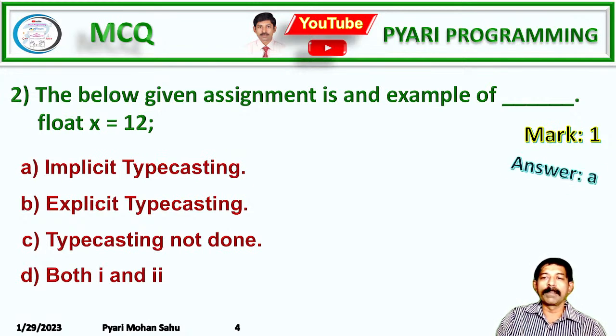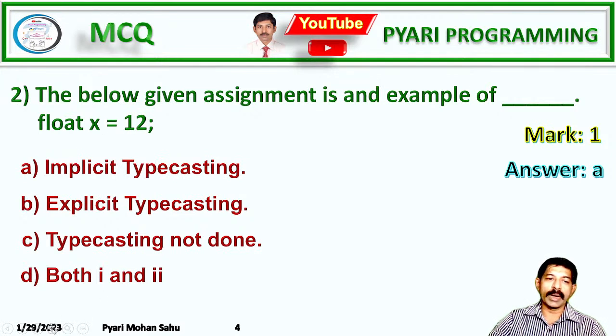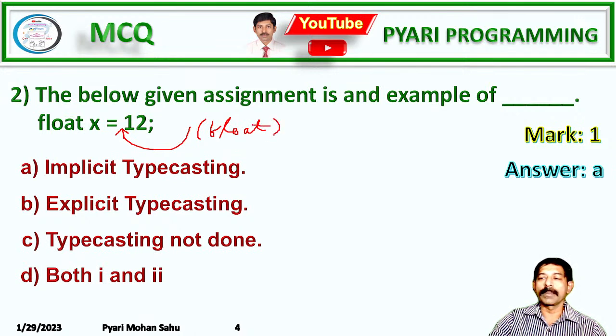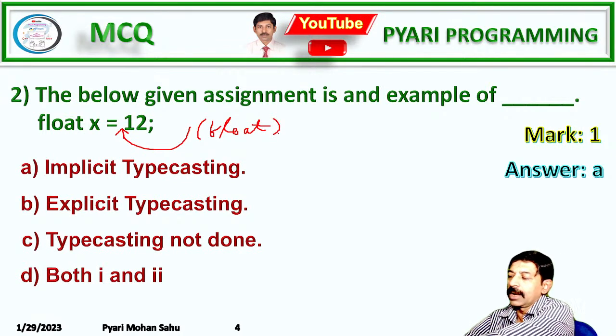So the right answer is implicit typecasting, because I have not explicitly used any conversion mechanism over here. Is it clear? That's why it is known as implicit typecasting. Now number 2: if I want to do explicit typecasting, what should I do? Here I should give the mechanism of explicit typecasting. Then what should I write? Within the parentheses I should write float. Then that will be called explicit typecasting.